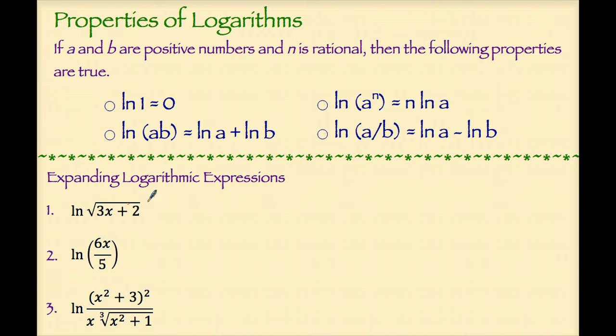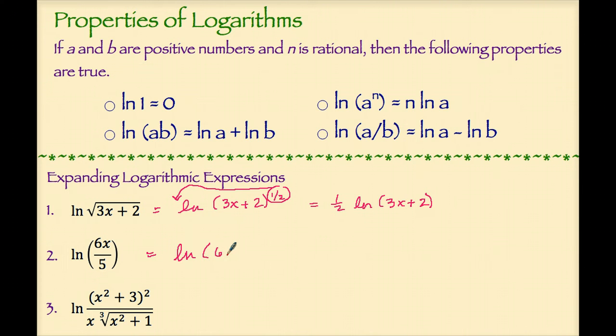First of all, let's rewrite this as natural log of 3x plus 2 to the 1/2 power. This means we can use the exponent property and bring this exponent around to become the coefficient of this expression, 1/2 times natural log of 3x plus 2. Now let's look at number 2. Since this is a quotient, we can use the quotient rule and separate it into a difference of two logarithms, natural log of 6x minus natural log of 5.